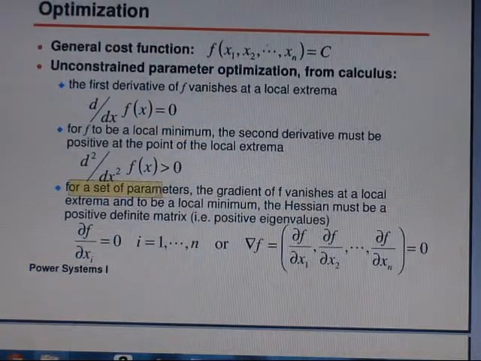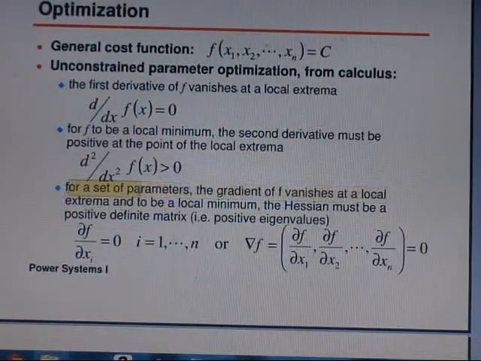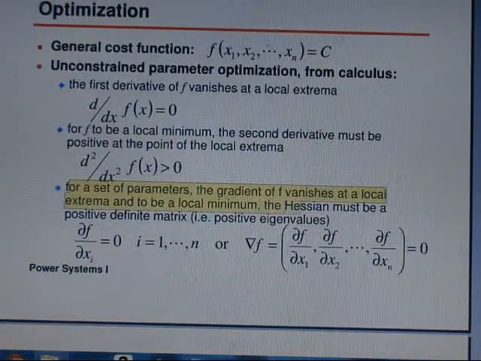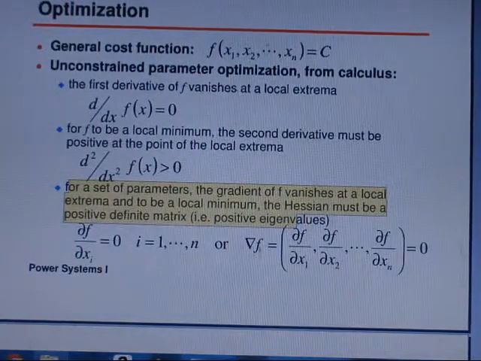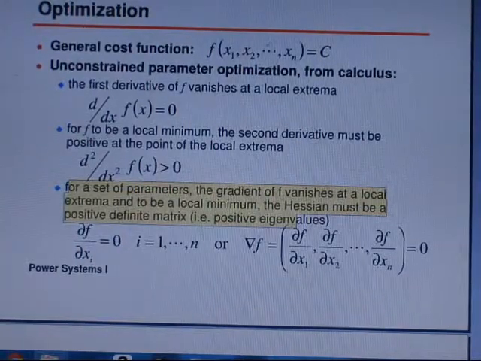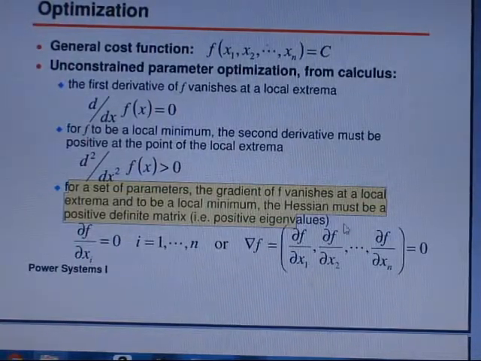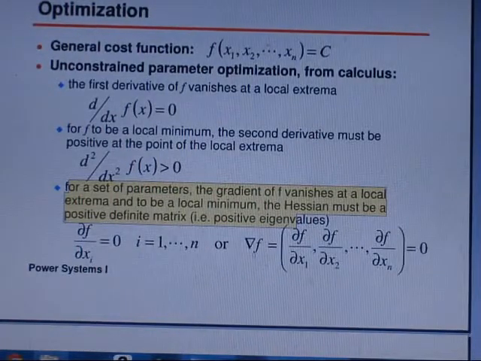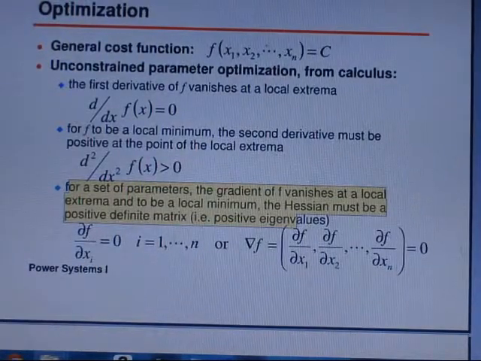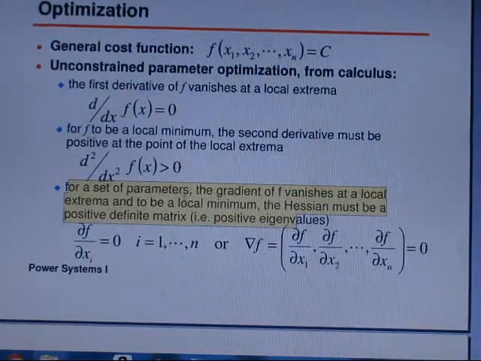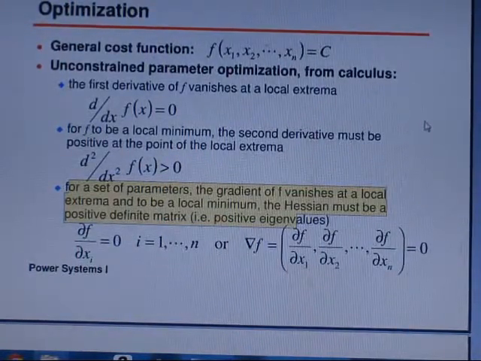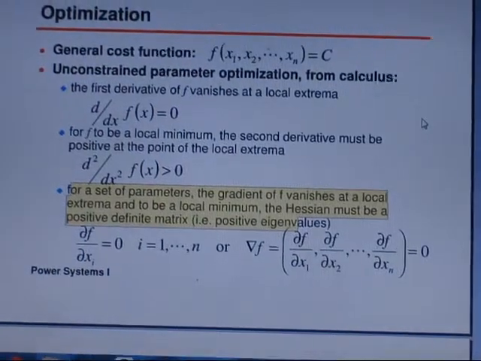For a set of parameters, the gradient of f vanishes at the local extrema, and for a local minimum it must be a positive definite matrix. So in this case, df/dh equal to 0. df is equal to df/dh1, df/dh2, df/dh3, and so on, which can be calculated. When f has different parameters, you can calculate df. So these equations, df/dh1 equal to 0, df/dh2 equal to 0, have to be calculated to achieve the optimization of the parameters.